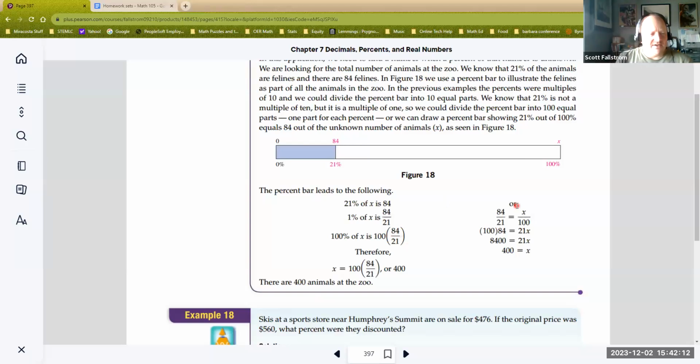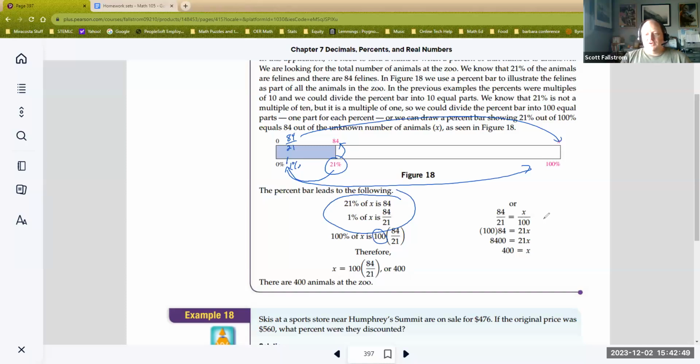And what's interesting is the technique that has been used with percentage bars matches what we were doing for partition division. So you know 21% is 84. So what you do is you divide by 21 to get 1%. So that becomes 84 over 21. And then you need to scale it up because you want to know how much the total is. So then you multiply by 100. And so that's why you see this approach here. 100 times 84 over 21, which gets you to 400.